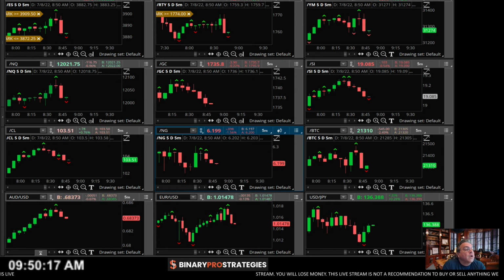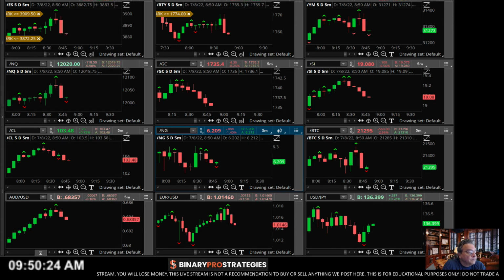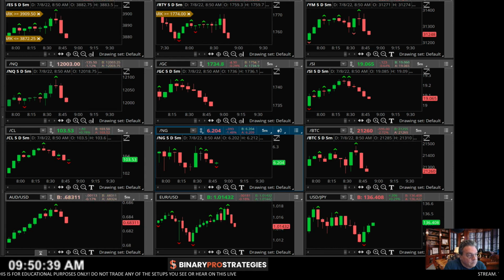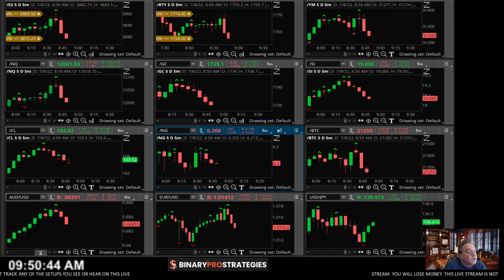RTY is going short. Getting HF2 short on the YM. Mini Dow is going short on a HF2 short. Let's get a target on RTY. Puts our target down on RTY down to 1754. If we don't hit target, we will reverse on this RTY, which is going to be your Mini Russell.